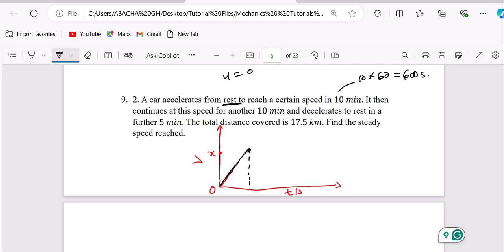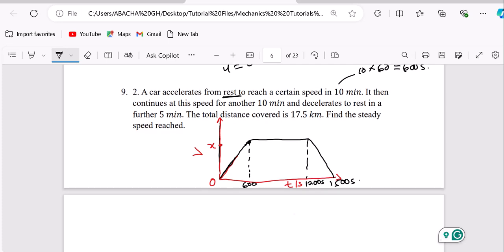So 600 seconds. It then continues at this speed for another 10 minutes, so another 600, meaning this one will be 1200 seconds. Then it decelerates in a further 5 minutes, so it comes down. Further 5 minutes means 300 seconds added to 1200, making 1500 seconds.